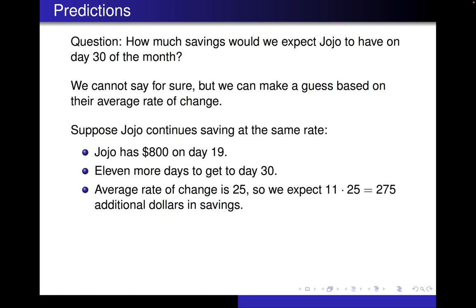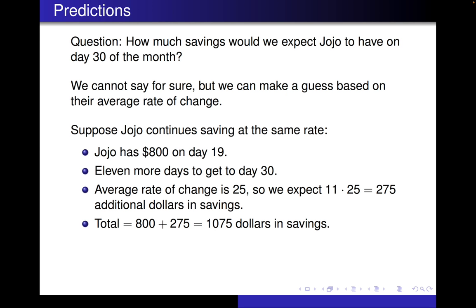So that means after 11 more days, that's 11 times 25, which is $275 of additional savings on top of what JoJo had on day 19. So the total is going to be the $800 that JoJo had on day 19, plus the $275 we expect JoJo to save in the next 11 days to give us $1,075 in savings. So that's one way of solving this problem.